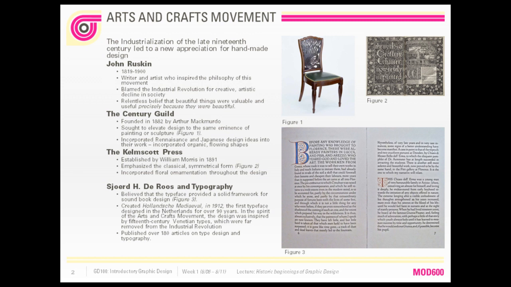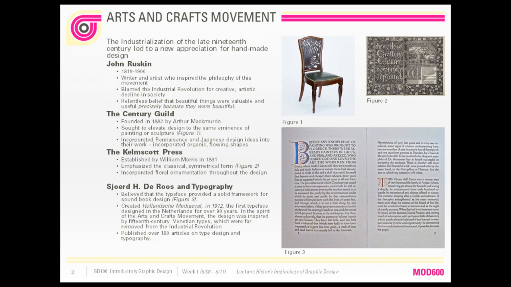John Ruskin, he was born in 1819 and lived until 1900. He was a writer and an artist who inspired the philosophy of this movement. And really, at the core, the philosophy of the arts and crafts movement was simply that beautiful things are valuable precisely because they're beautiful. So if they're functional, that does not have an impact on whether or not they're valuable. Beauty in and of itself is a value. So that's the core of the arts and crafts movement.